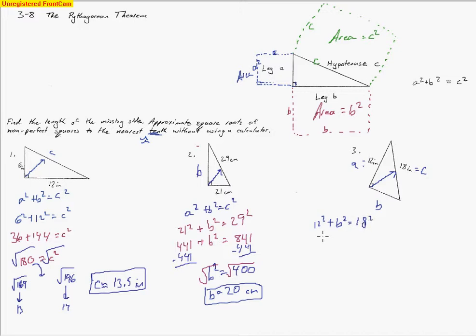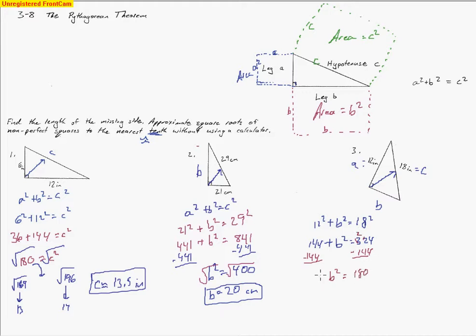And so we go ahead and square some of these numbers. And so we end up with 144 plus b squared equals 324. So we're ready to do some subtraction. So I'll take away the 144 from both sides. And when I do that, I'm left with b squared equals, and then I got to borrow a little bit here, and that leaves me with 180.